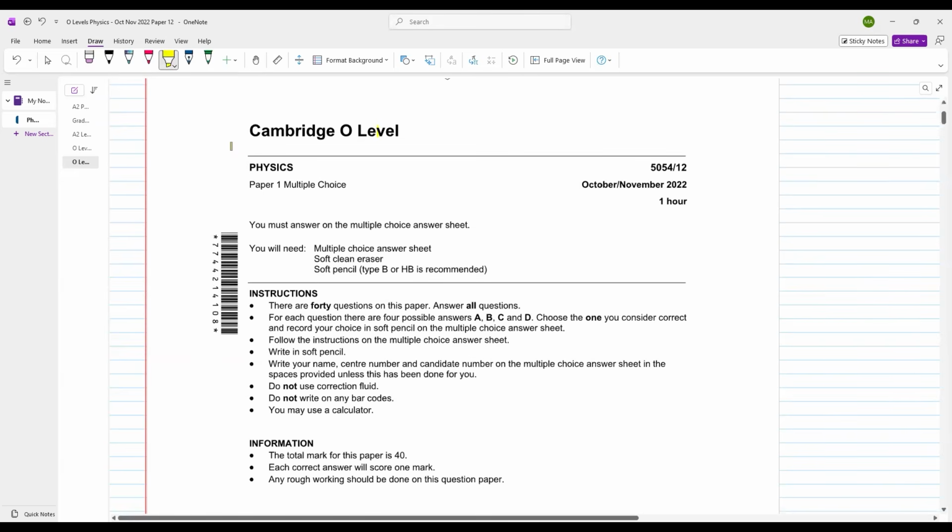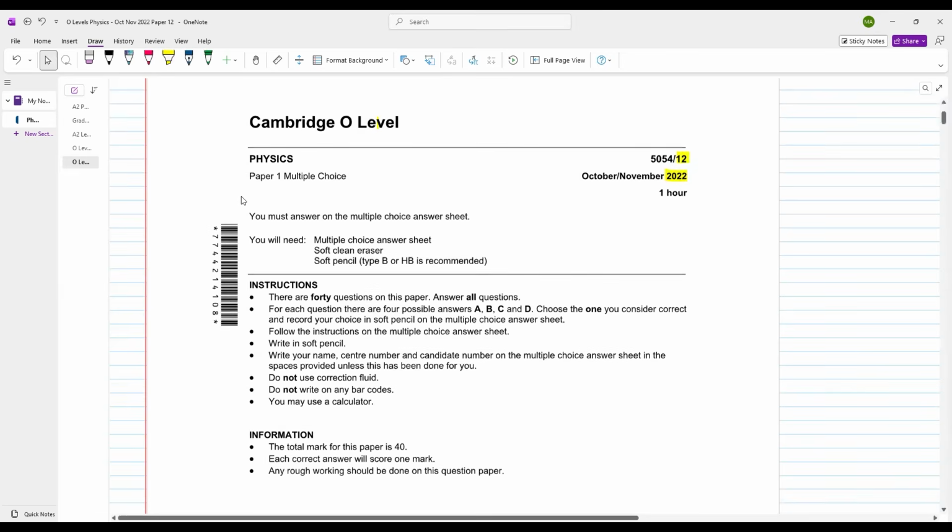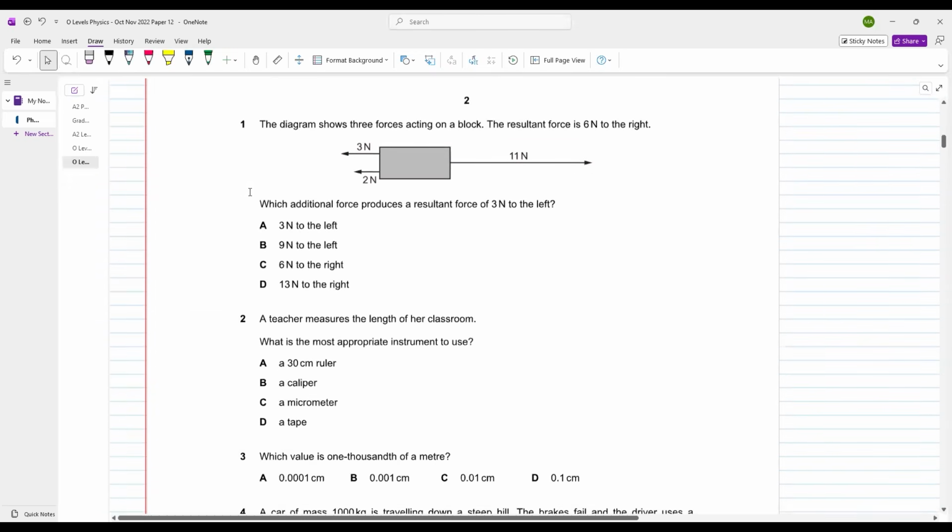Okay, students. So let's get started with O-level physics, October November 2022, paper 1, variant 2. So let's see question number 1. The diagram shows three forces acting on a block. The resultant force is 6 Newton to the right. Let's see whether the resultant force is 6 Newton or not.